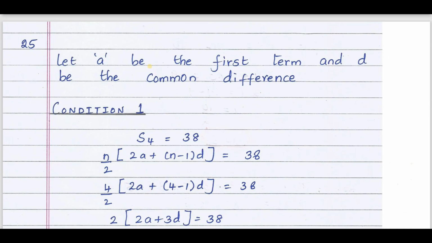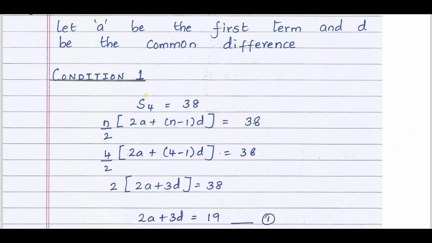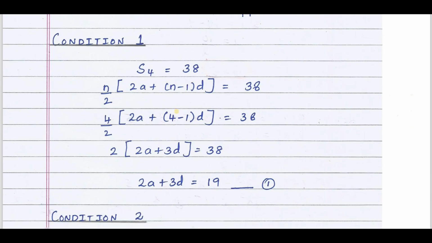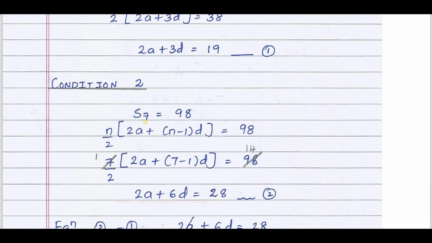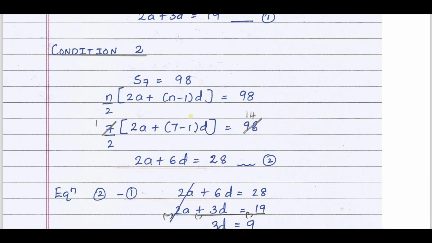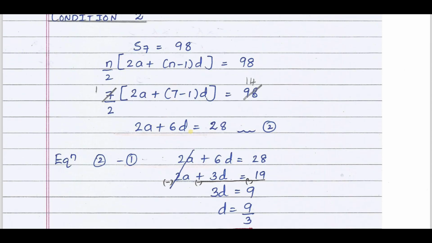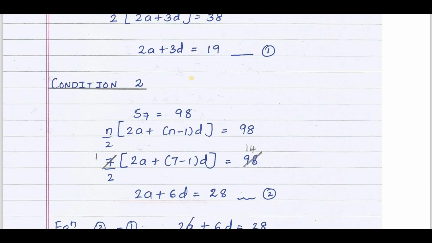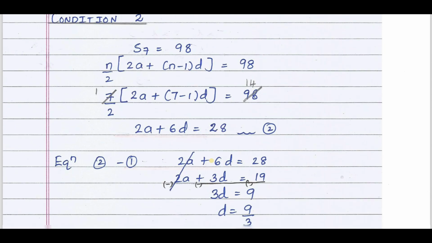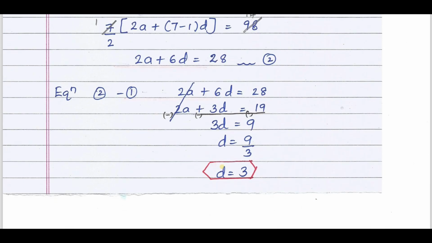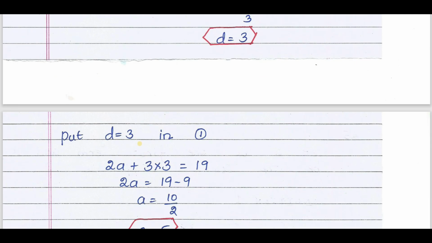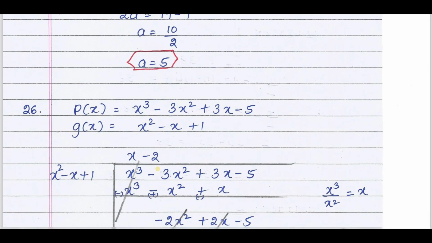25th or question, let a be the first term, d is the common difference. Condition 1, sum of 4 terms is 28. We get the equation 2a plus 3d equals 19. Condition 2 is what? Sum of 7 terms is 98. We get an equation 2a plus 6d equals 28. Now it's a pair of linear equations in two variables. By subtraction we get d equals 3. Substitute d equals 3 in 1, we get a equals 5.